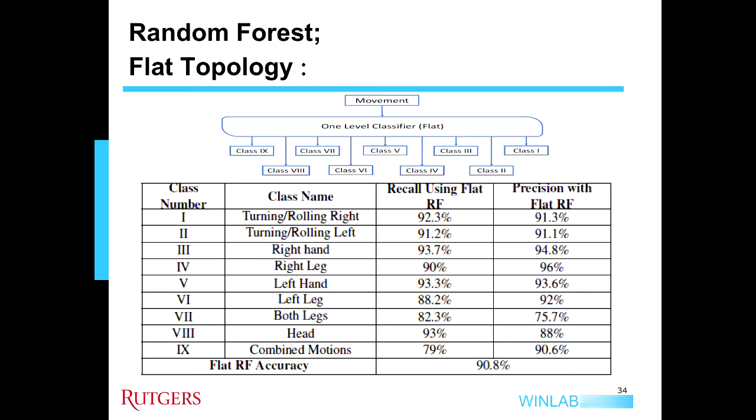The flat topology, the 1-level topology, is where we just give the movement, and the random forest will give us one of the 9 classes that the movement belongs to. So we have 90.8% using this topology for random forest.